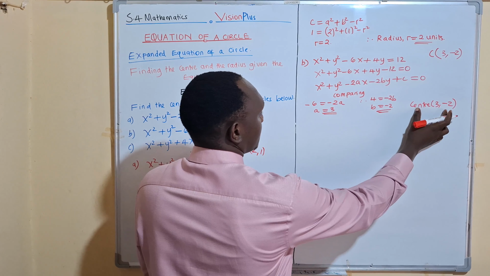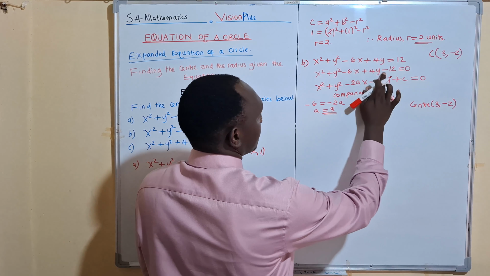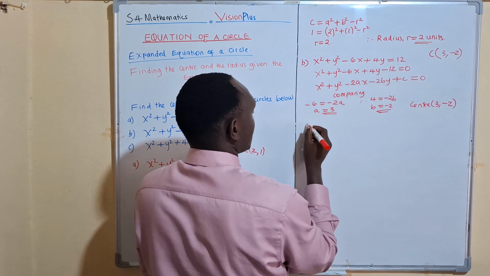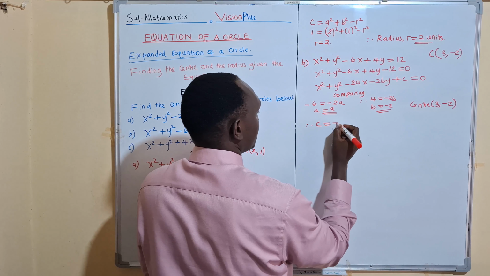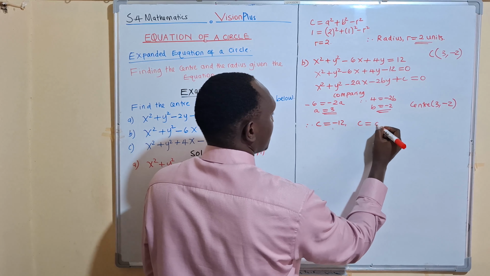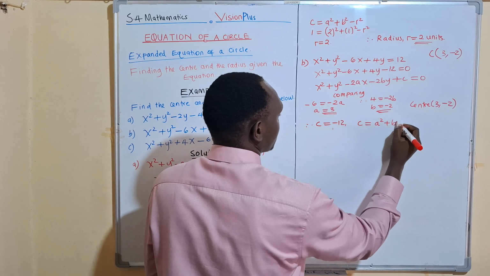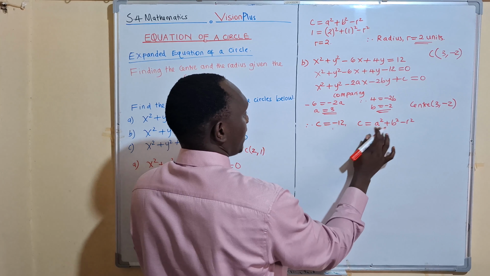So this is the center. Now still we go on to compare. Negative 12 corresponds to c. Therefore c equals negative 12. But we know that there is a formula given by c = a squared plus b squared minus r squared. So let's substitute for c, a and b.